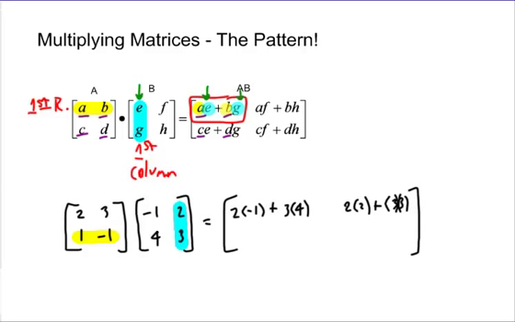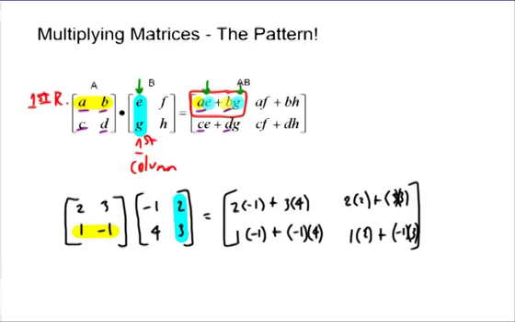Now I'm going to move to the second row, first column. So I'm going to go to the second row, first column. And that will be 1 times -1 plus -1 times 4. And then second row, second column. So in the second row, second column, I'm going to have 1 times 2 and -1 times 3.